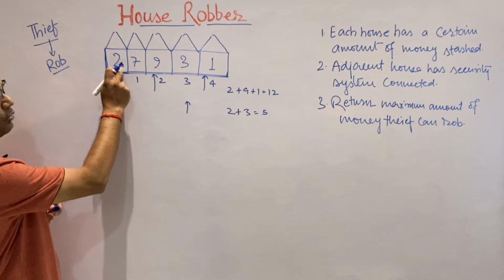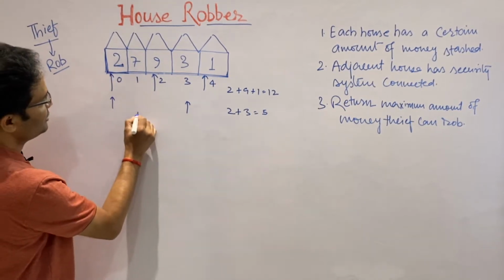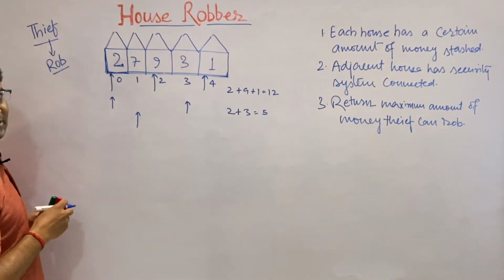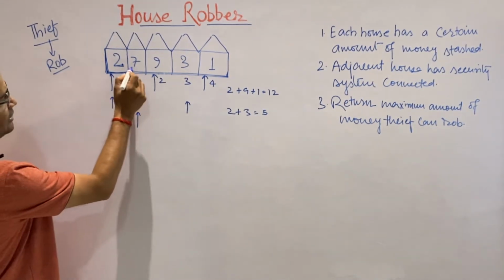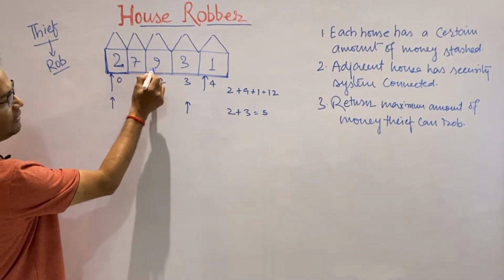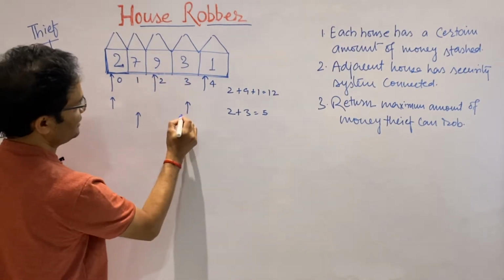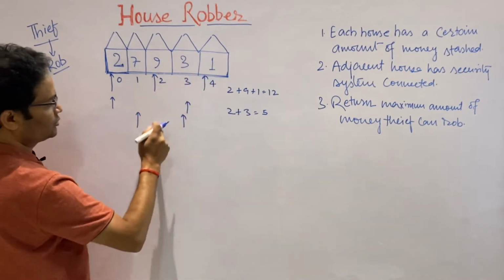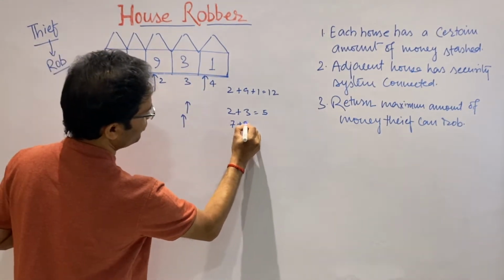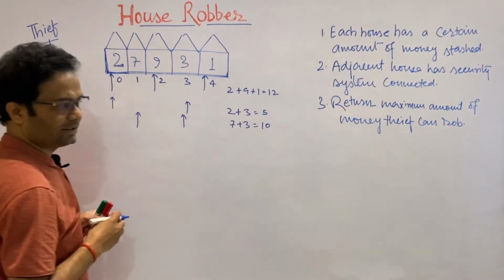Other possibilities are there. He will not rob the first house. He can directly rob from 7, the first house, not the 0 house. He can start from here. So if they rob the 7, he cannot come here. He can directly come to the 3, right? But once he robs the 3, he cannot go to the 1. So in this case, he can rob a maximum of 10.